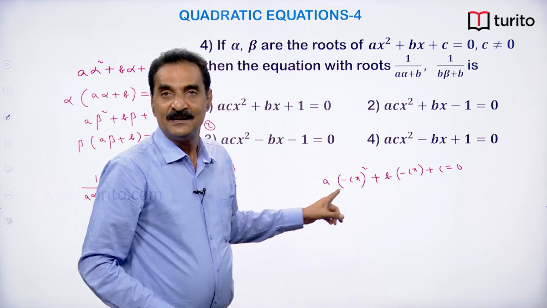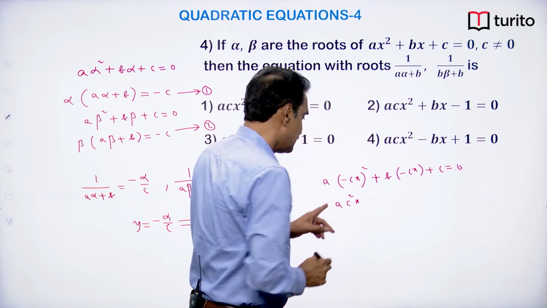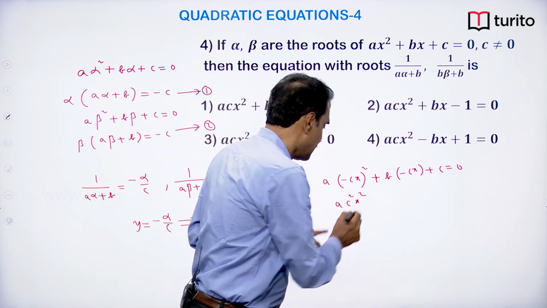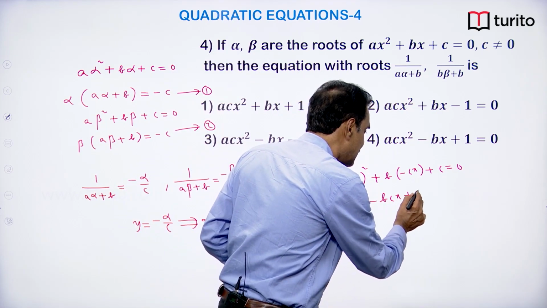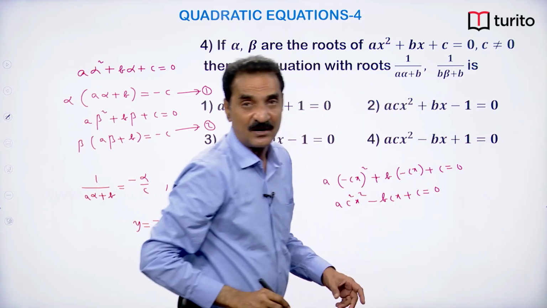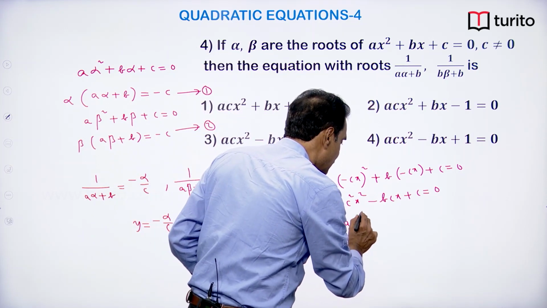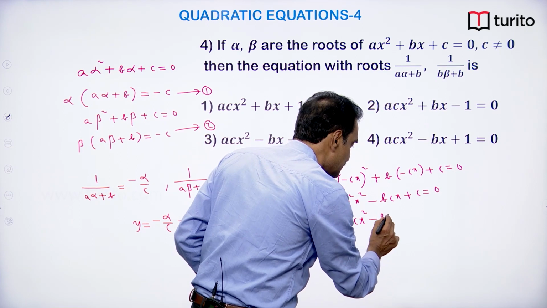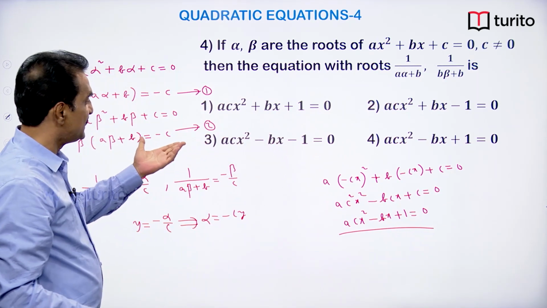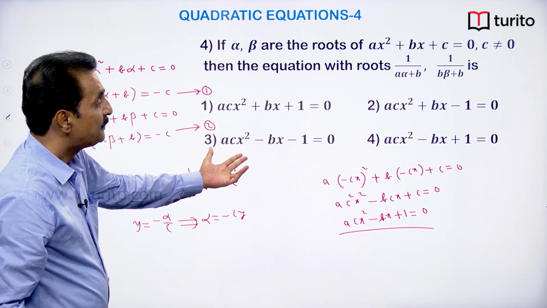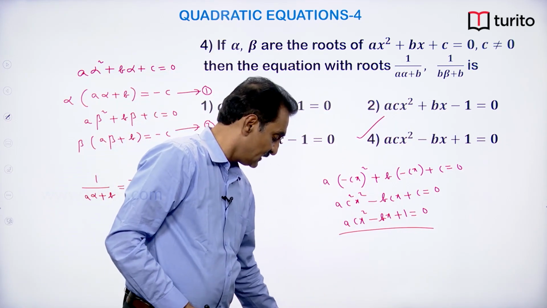You can cancel c. First you write minus cx whole square as c square x square: a c square x square minus bcx plus c is equal to 0. Since c is not equal to 0, you cancel c. You will get acx square minus bx plus 1 is equal to 0. This is the transformed equation. What is the answer? Fourth option is correct. Okay. Next question.